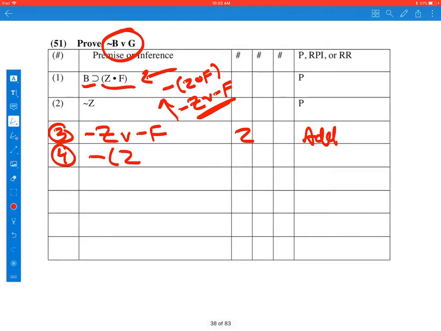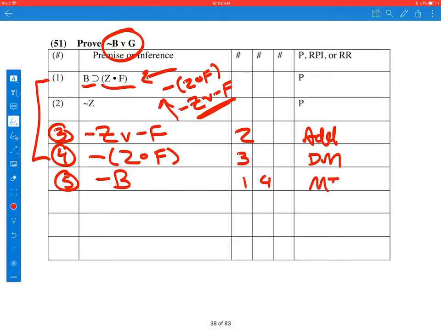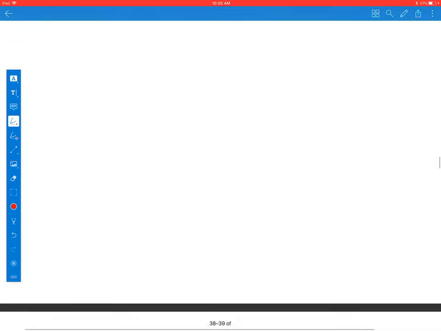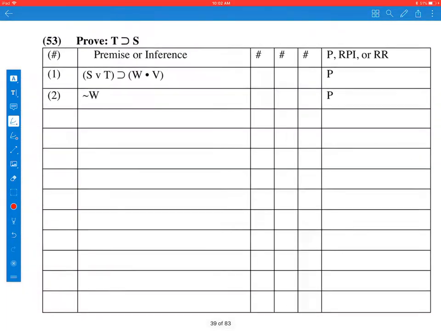And then now I'm just going to follow my thoughts back. So I'm going to convert this by De Morgan's to Z, not Z and F, 3 De Morgan's. And now I can do modus tollens with line 1. And what I get is not B from 1 and 4, modus tollens. And now I just add or G from 5 by addition. Simple enough. Let's try another.